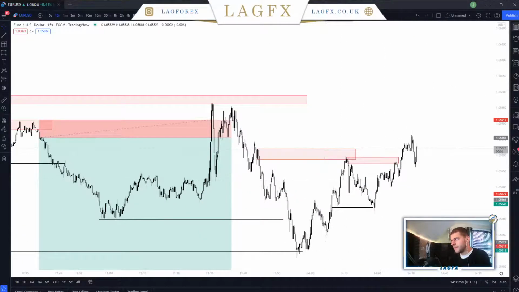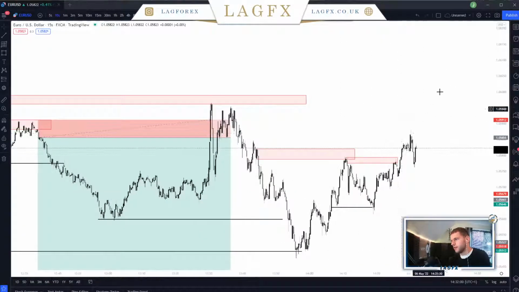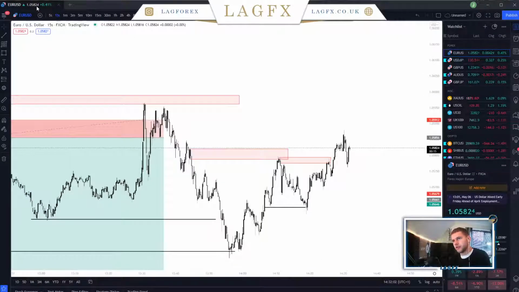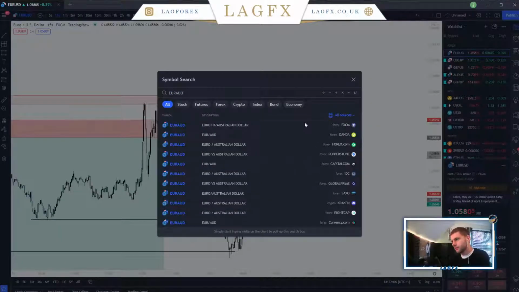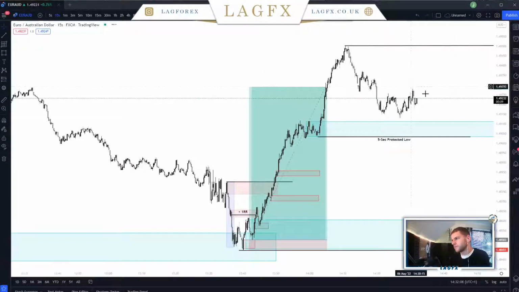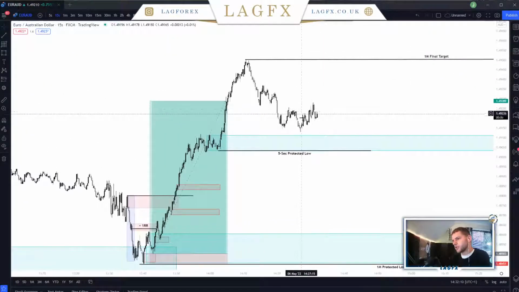Anyway, I'm going to let that market play out from now and just decide what it's doing. Let's go back to the Euro Australian just to see how that's been playing out. Sort of just consolidating at the moment. No real outlook on what price is doing.